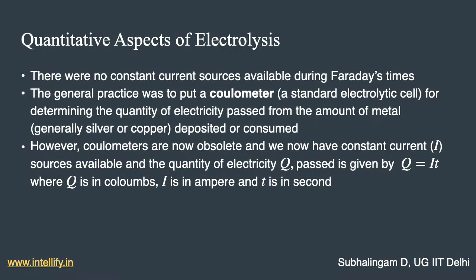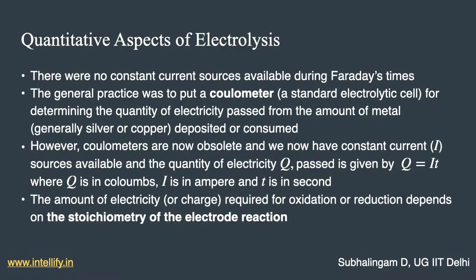We now have constant current sources available, and the quantity of electricity Q passed is given by Q = It, where Q is in coulombs, I is in amperes, and t is in seconds. This is in fact the direct definition of current. In layman's terms, it's the rate of flow of charge. So I = Q/t, and rearranging, we get Q = It. You have seen this in physics.